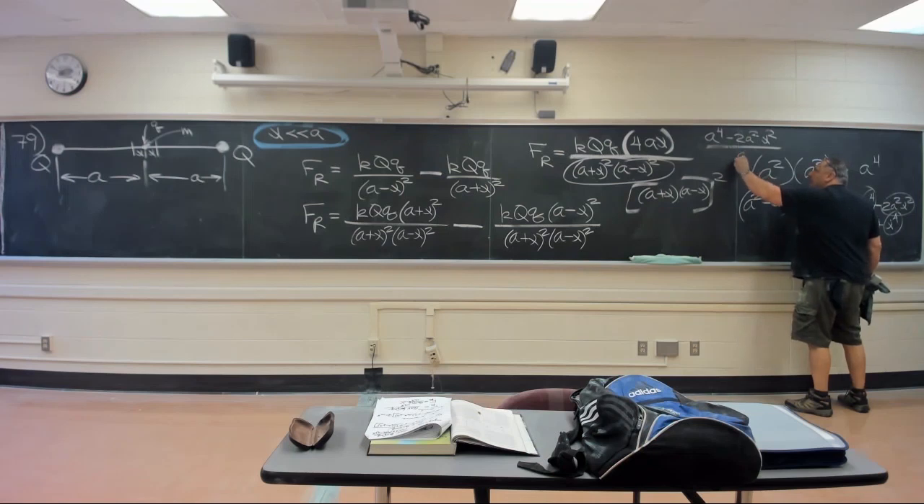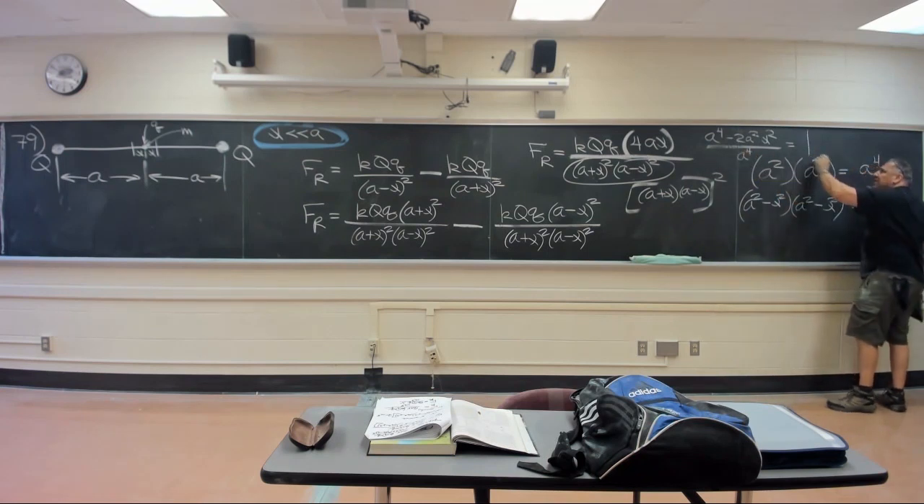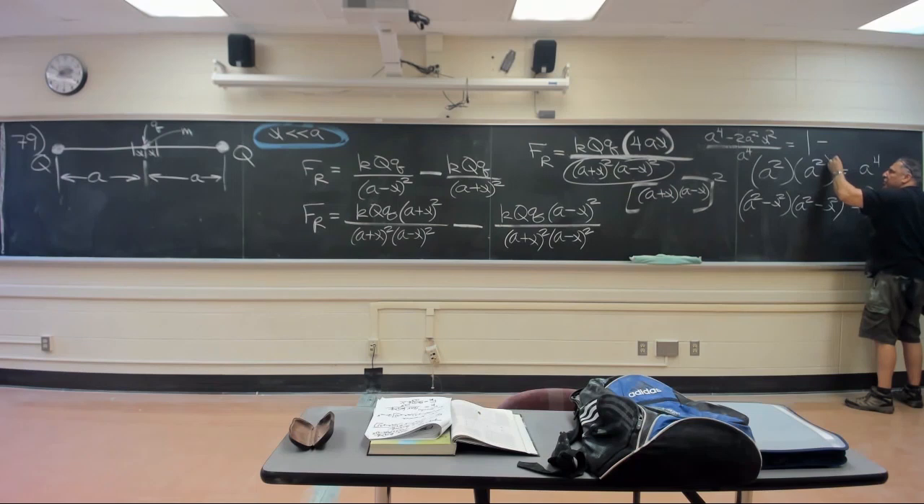If you got a to the fourth like this, how far off? What's the percentage error on that? Well, a to the fourth goes into a to the fourth one time. Goes into here, and we said 2x squared over a squared.